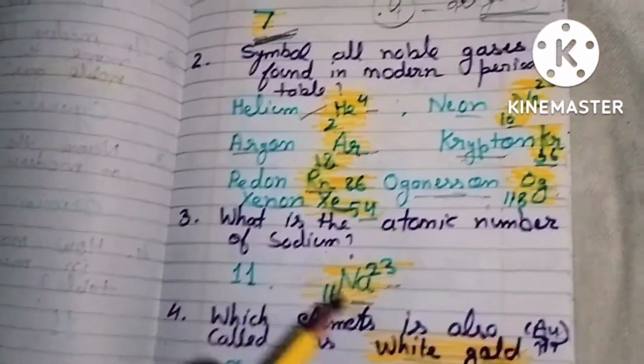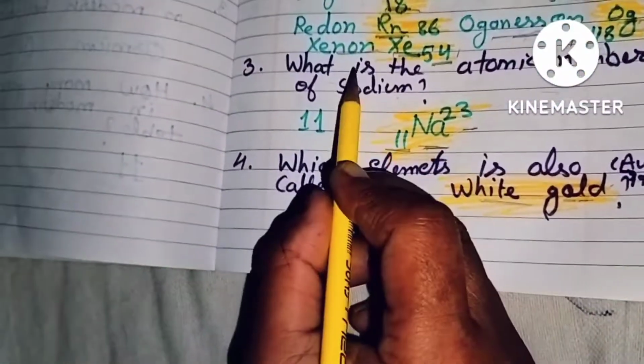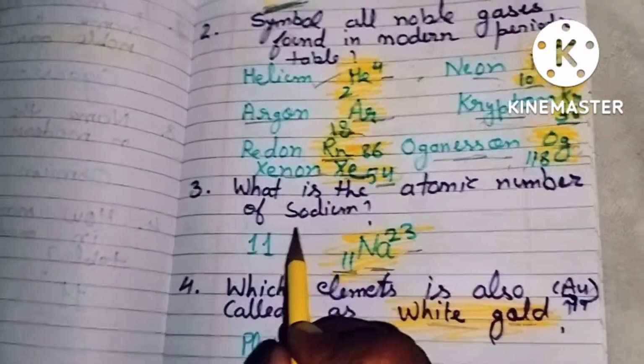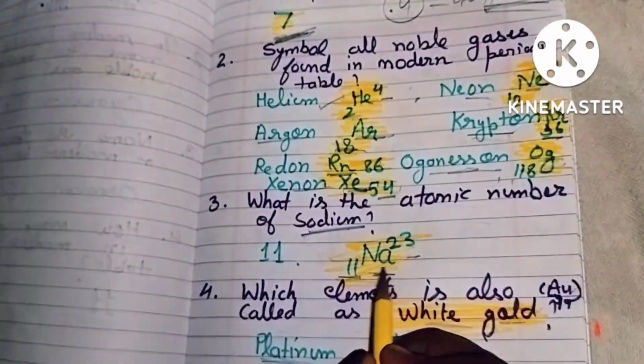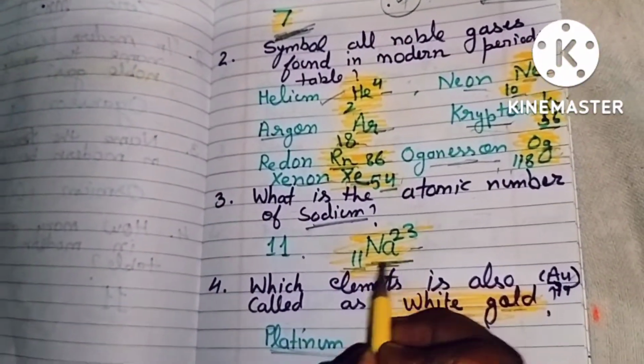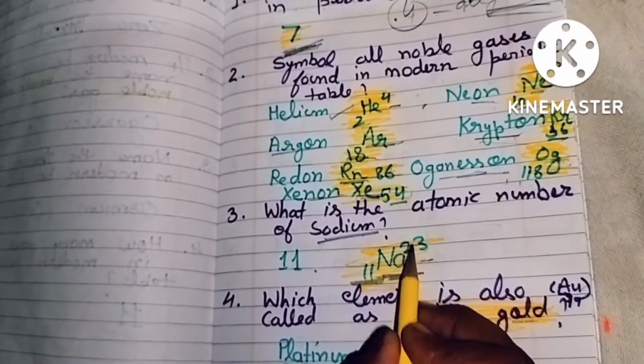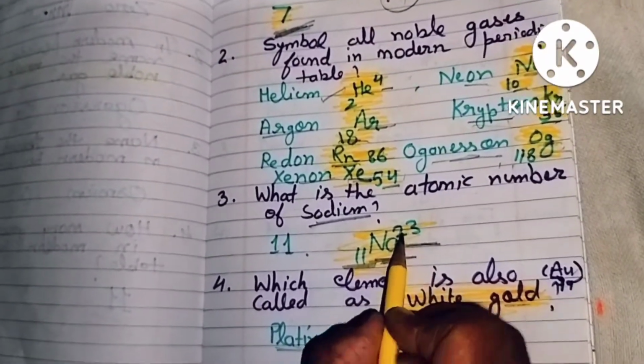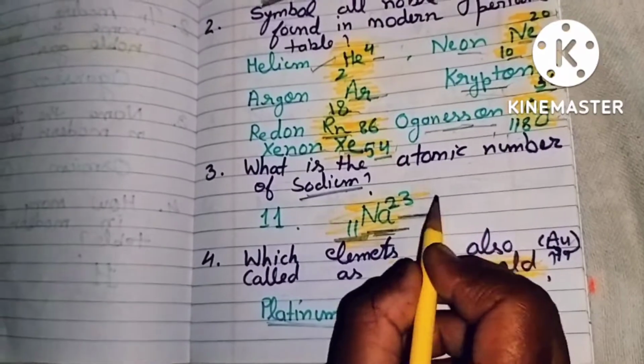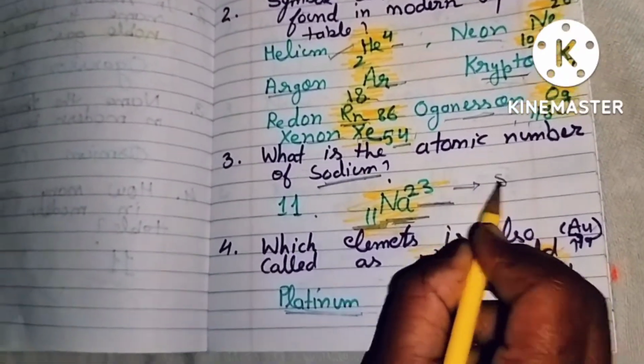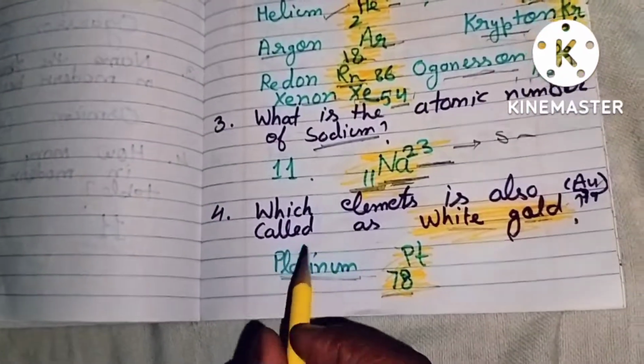Next question: what is the atomic number of sodium? Sodium is identified by the symbol Na, atomic number 11, and atomic mass 23. It is an element of the s-block in the periodic table.